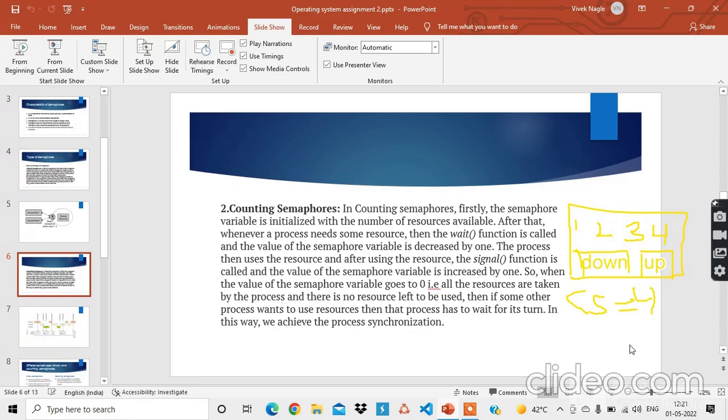Means when a process enters the critical section, the value is decremented by 1, and when the process executes its task, the value of the critical section is incremented by 1 when the process releases resources.